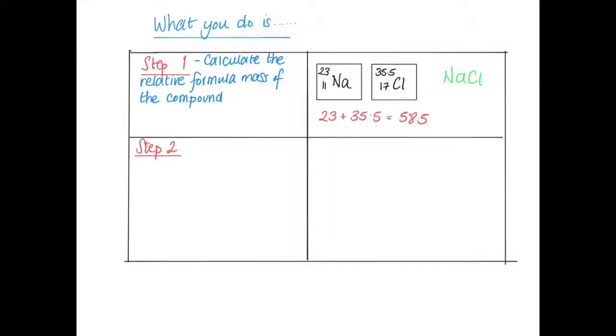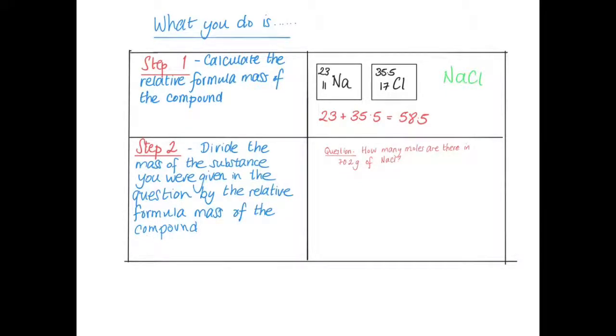So to work out the relative formula mass of sodium chloride, we have the relative atomic mass of sodium, which is 23, to the relative atomic mass of chlorine, which is 35.5. Those two numbers, when added together, give us 58.5. So the relative formula mass of sodium chloride is 58.5.